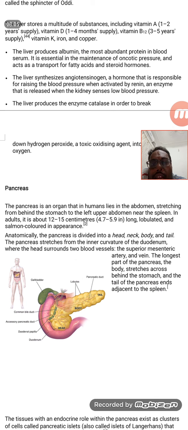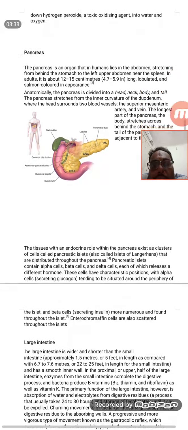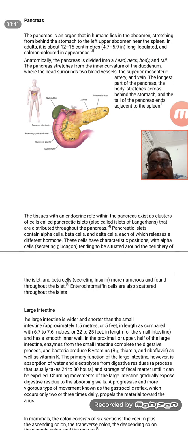Especially the head part and the body part are the main areas from where the secretions for digestion come, because the pancreas secretes almost all the enzymes that are required for digestion. And this pancreas also secretes insulin, which plays an important role in reducing the blood sugar inside the body. The pancreatic cells are divided into three types: alpha cells, beta cells and delta cells.